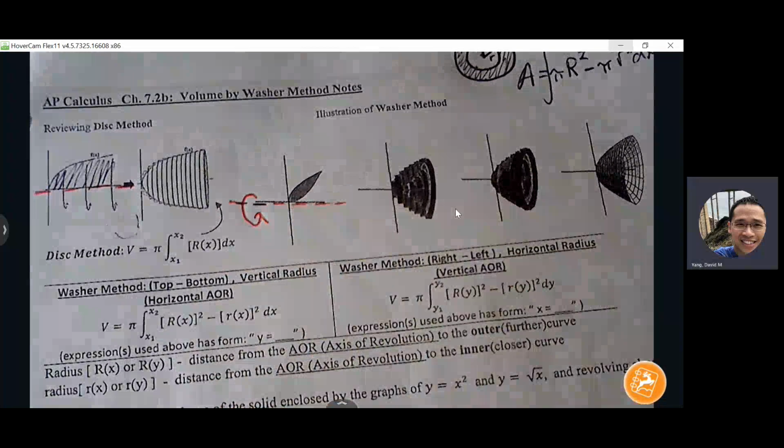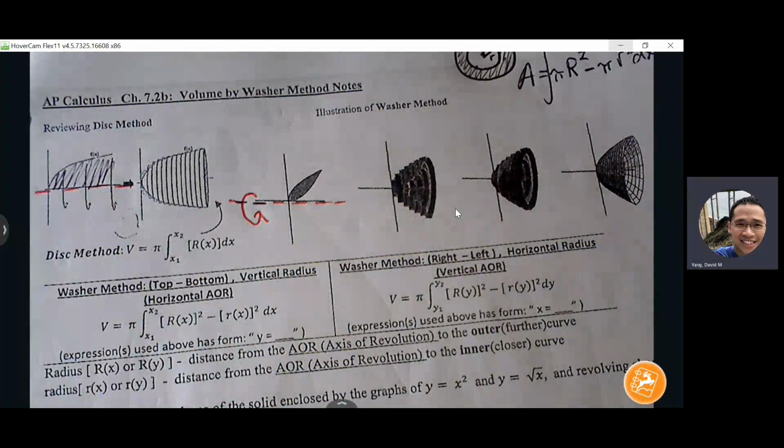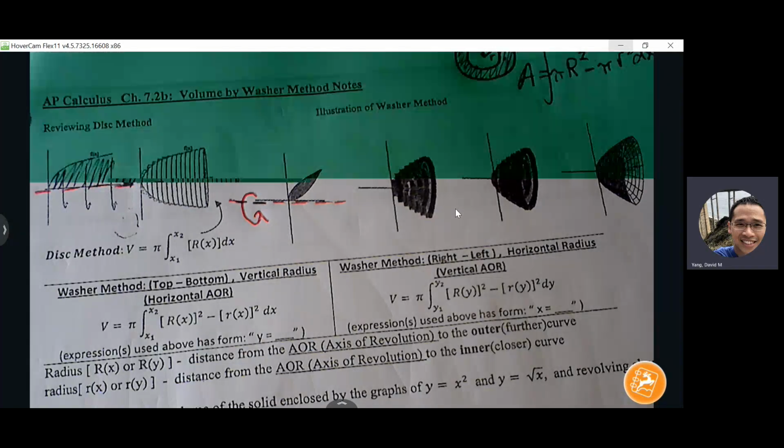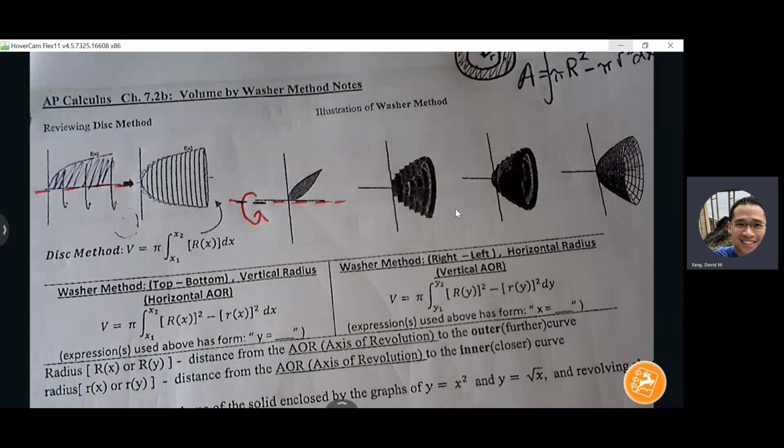So here's the big picture: without even looking at the full picture of the 3D image, look at your shaded region in relation to the dotted line. If it's a flat surface up against the line, it's the disc method. If it's not a flat surface up against the line, it's the washer method. So that's all there is to it.